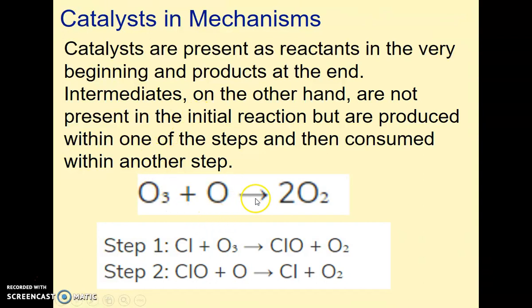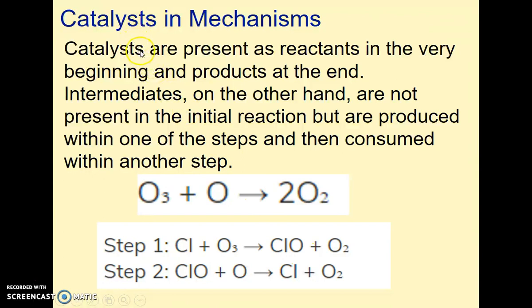So if we take a look at this mechanism for turning ozone into oxygen gas, O3 is ozone. Let's try to first identify intermediates. So intermediates are produced in the first step of the reaction. As we see in the first step, this here is produced, and in the second step, it's used. So ClO is the intermediate.